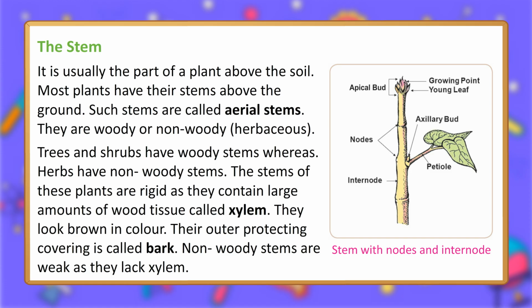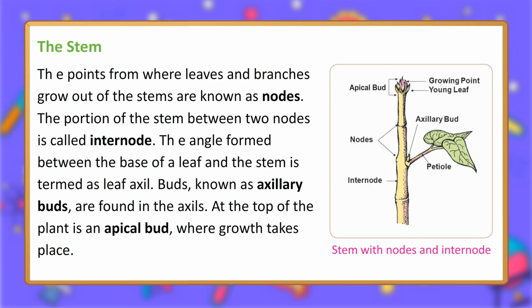The stems of these plants are rigid as they contain large amounts of wood tissue called xylem. They look brown in color. Their outer protecting covering is called bark. Non-woody stems are weak as they lack xylem. The points from where leaves and branches grow out of the stems are known as nodes. The portion of the stem between two nodes is called internode. The angle formed between the base of a leaf and the stem is termed as leaf axil.